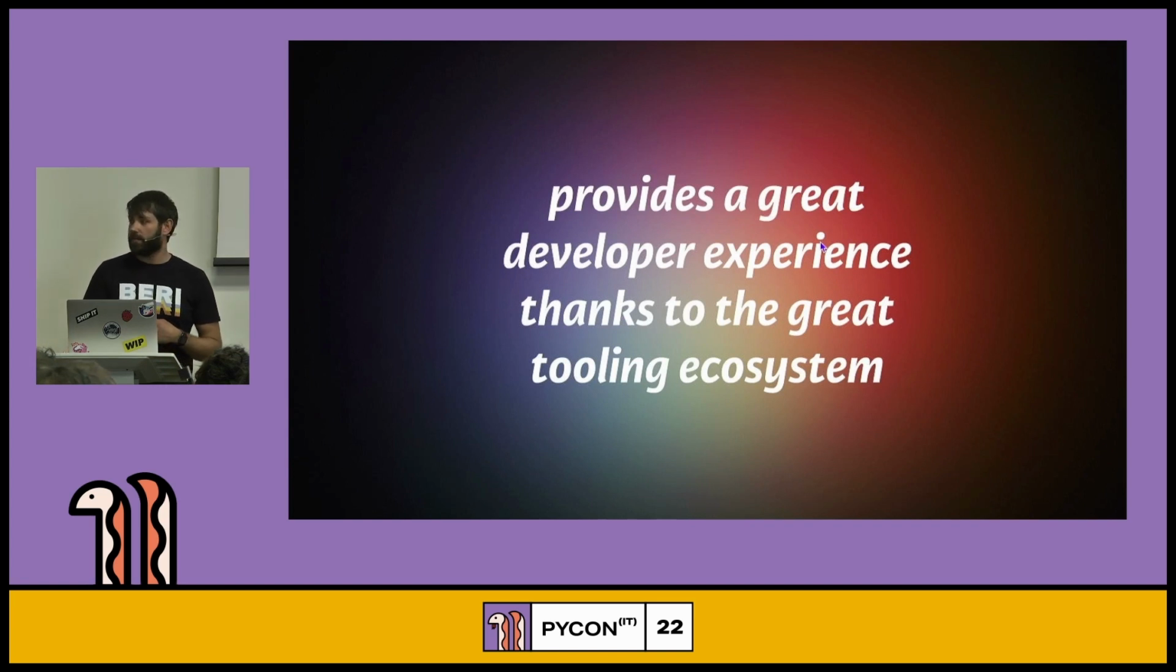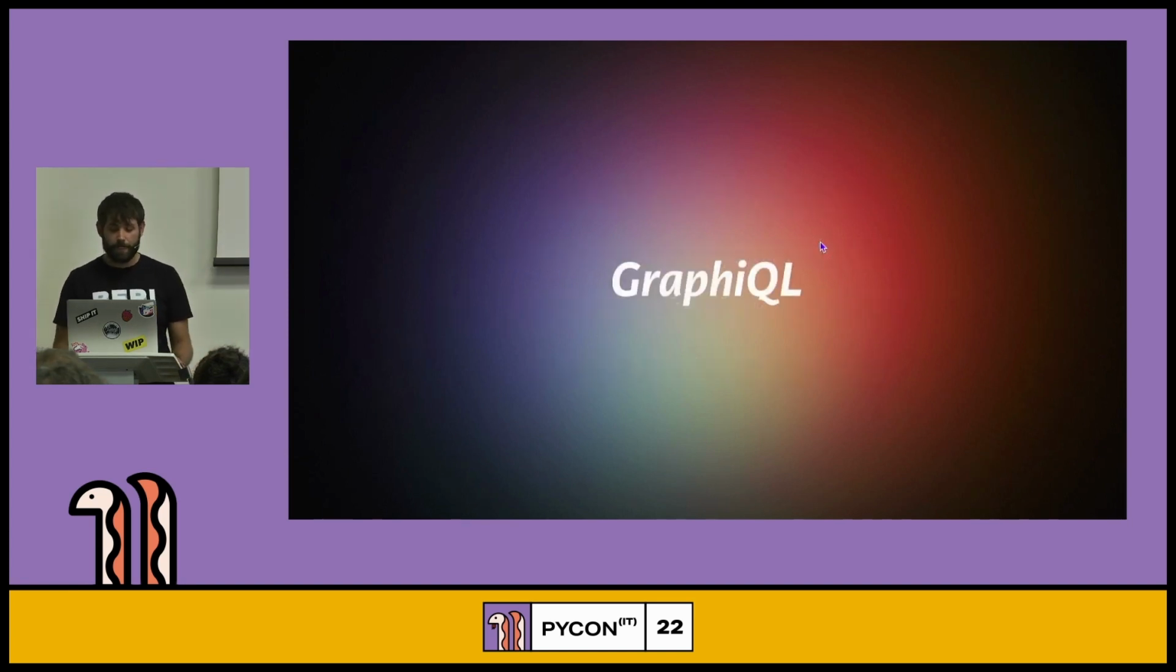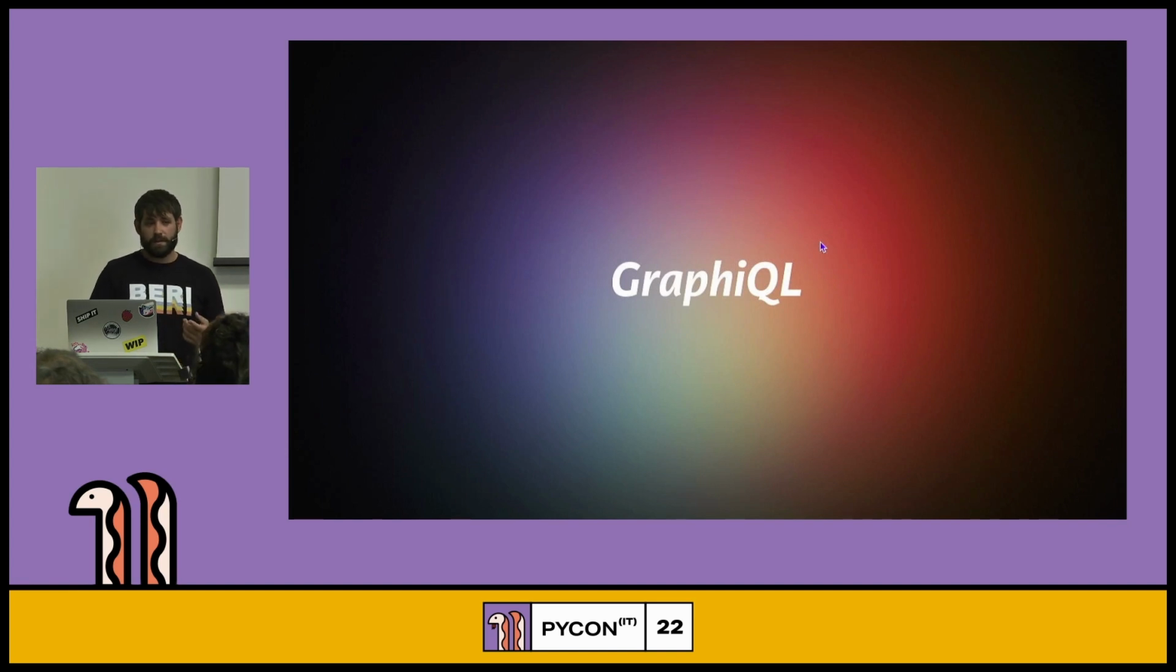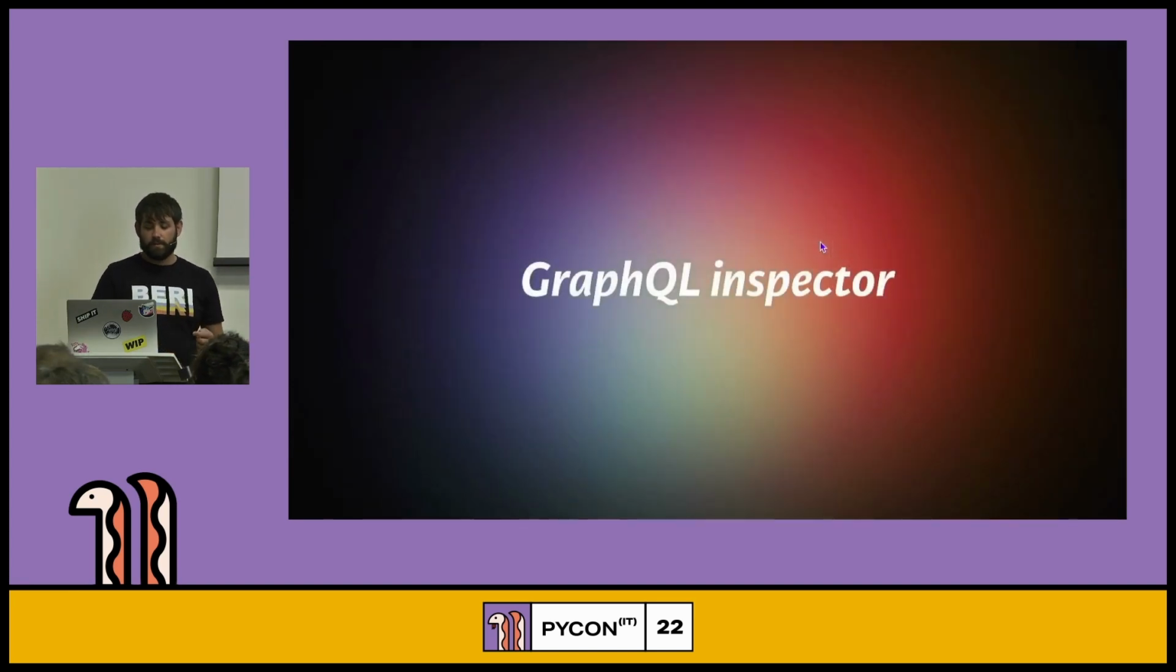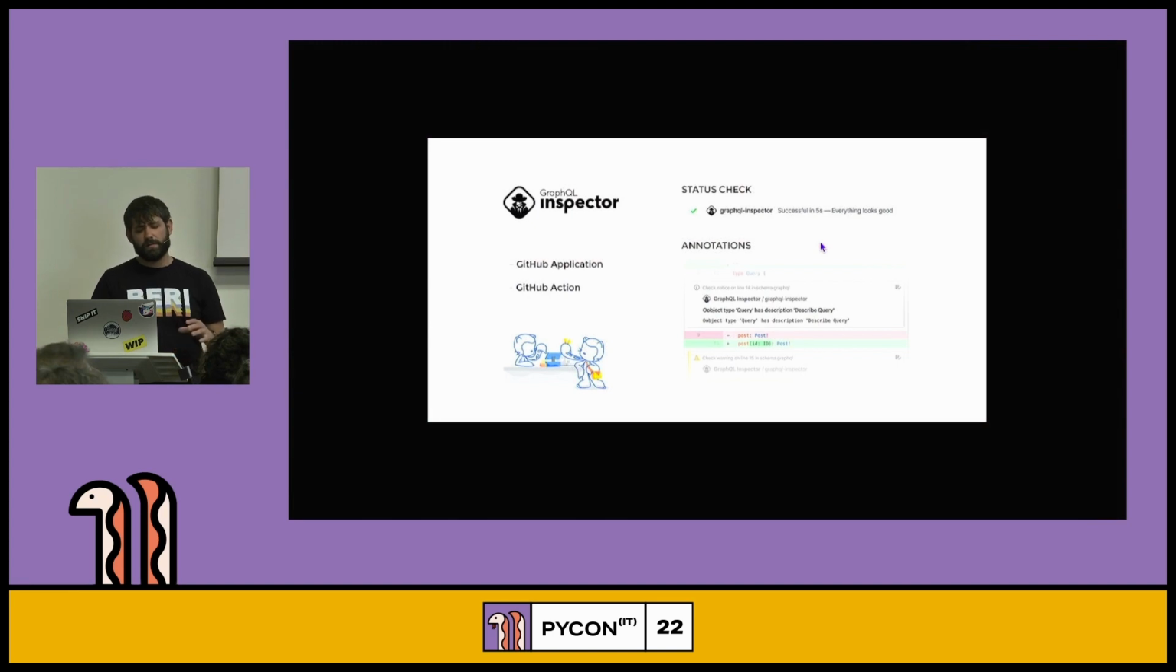There are a lot of tools for GraphQL that make it easier to work with an API, or even easier to write an API, as we're going to see. One of the tools that I think is really cool is called GraphiQL, and we're going to see a demo of this in a moment. Basically, it's an IDE that allows you to test GraphQL APIs and to explore the schema. Then there is another one, called GraphQL Inspector, which is almost like a linter for GraphQL, but it also does things like generating a changelog.